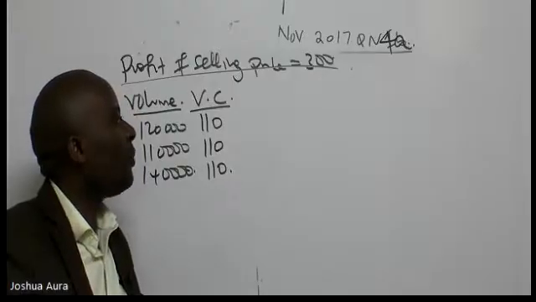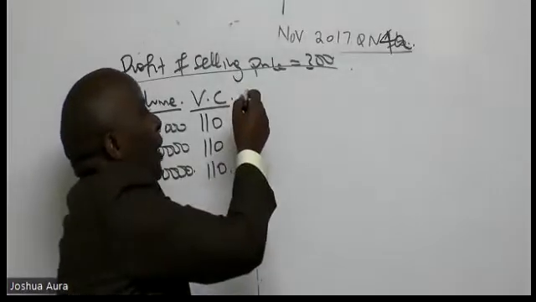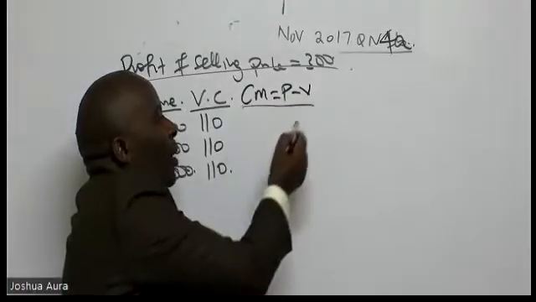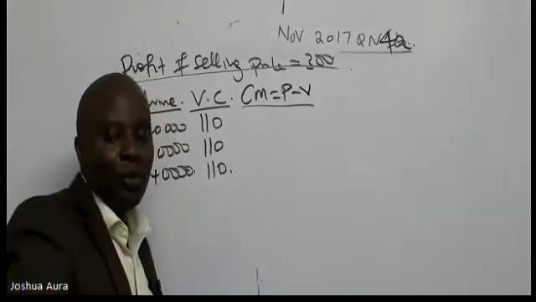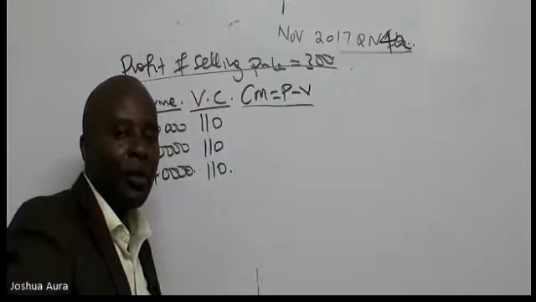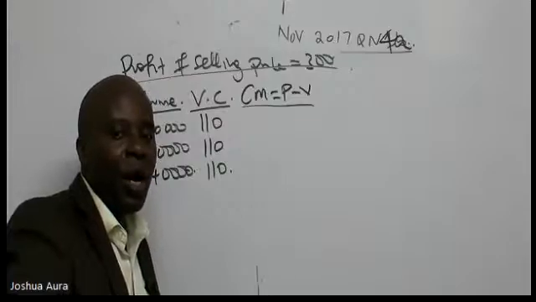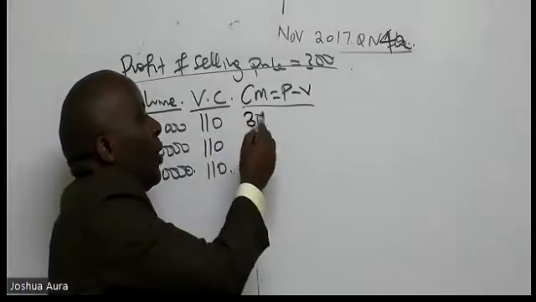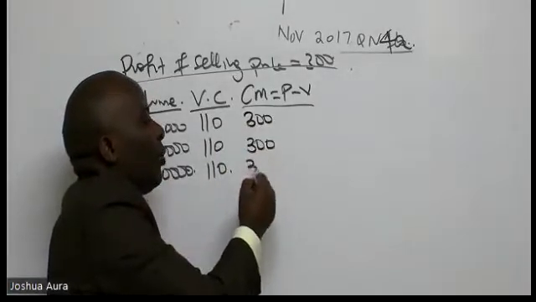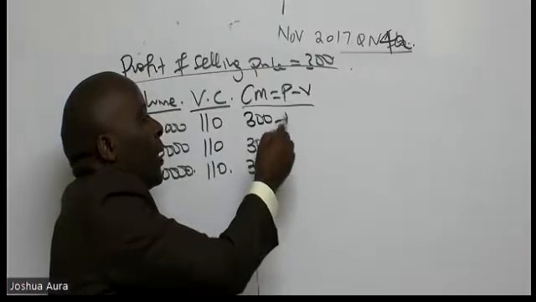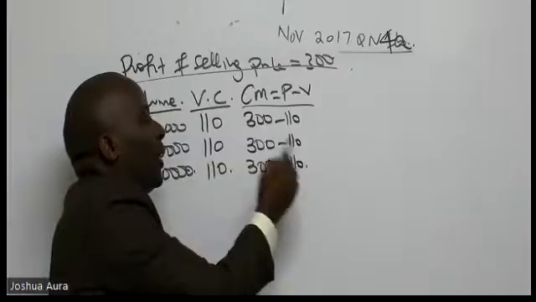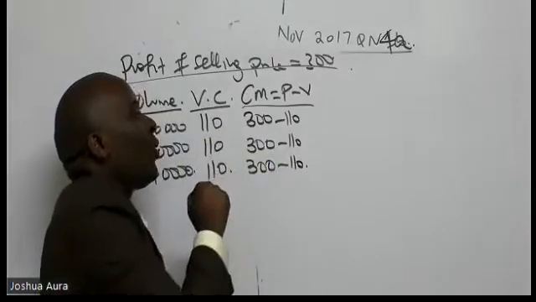So then, could you kindly create a column here for contribution margin? Remember, we are bright students. We know that contribution margin is selling price minus variable cost. In this case, the selling price for this table is 300, minus the variable cost like that.